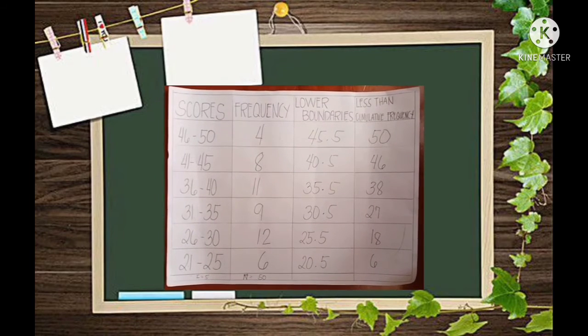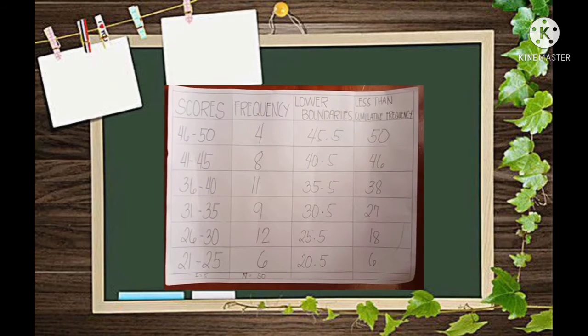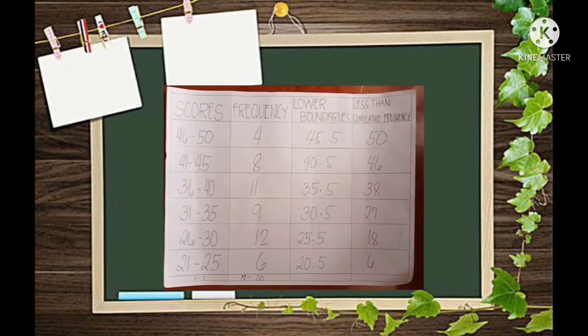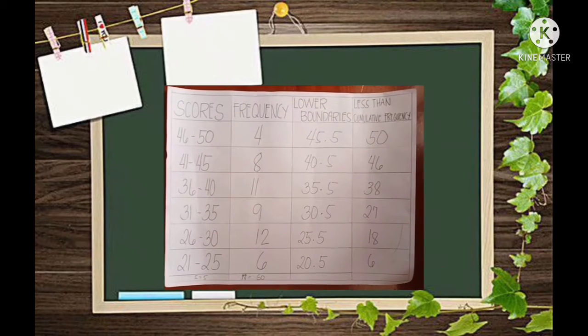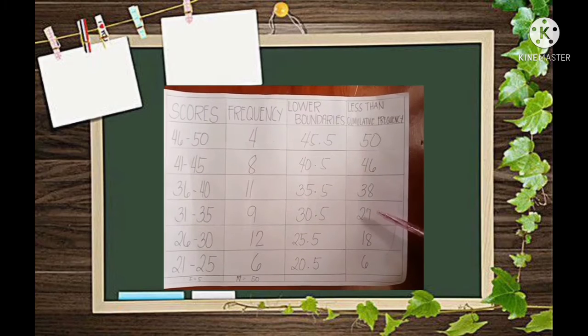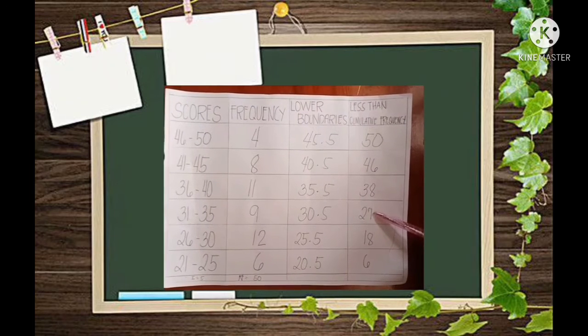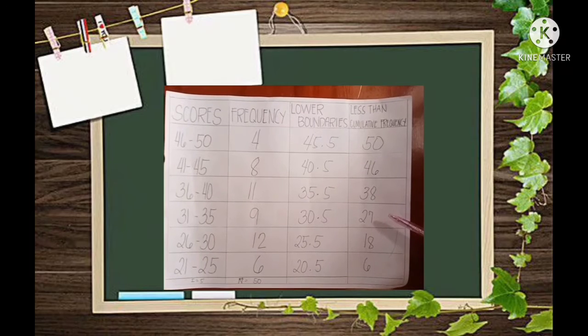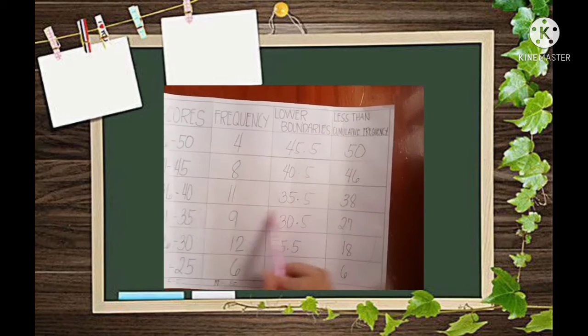We're going to find 25 in the less than cumulative frequency. It must be greater than or equal to 25. So 25 is between 18 and 27. We choose 27 because it's greater than 25. Quartile 2 is in the third row.